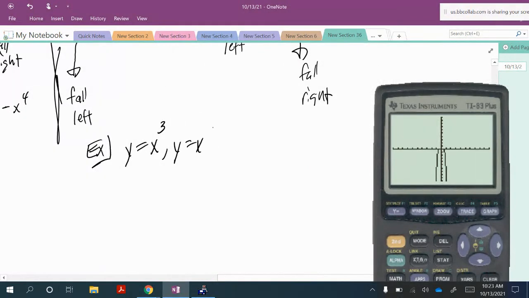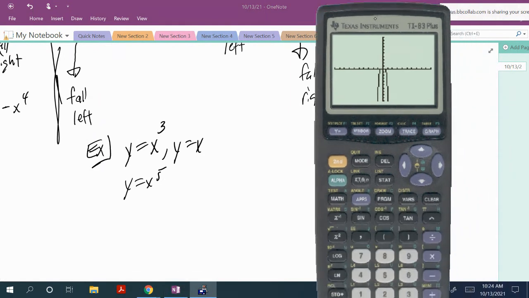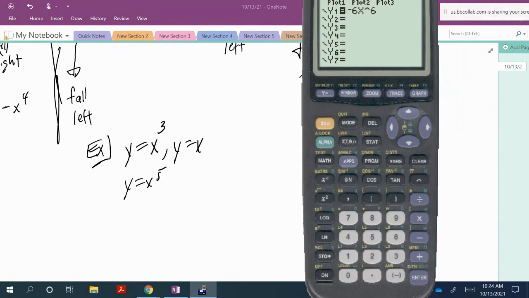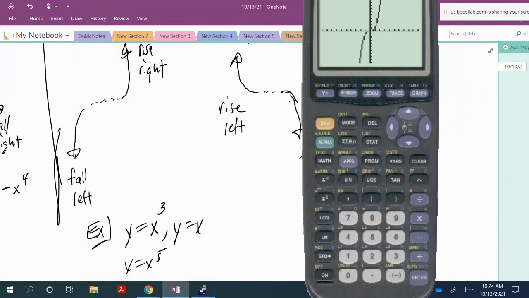Right, because x has a power of 1, and 1 is odd, x to the fifth, so on and so forth, right? So I'm just going to graph a couple of these. I'm going to go to y equals, clear out a graph. I want to put in x cubed. Notice that it falls to the left and it rises to the right.